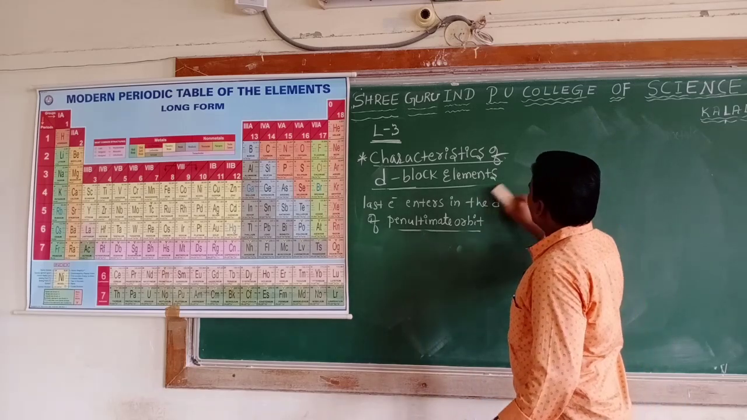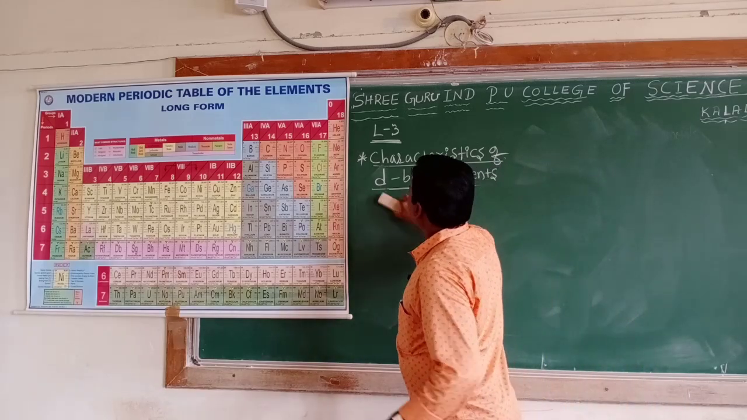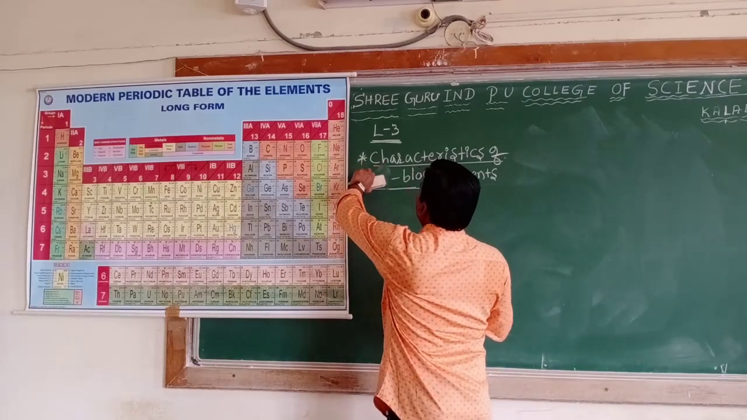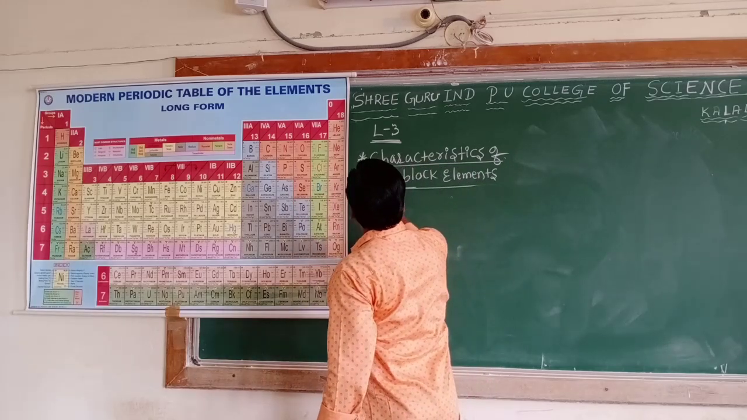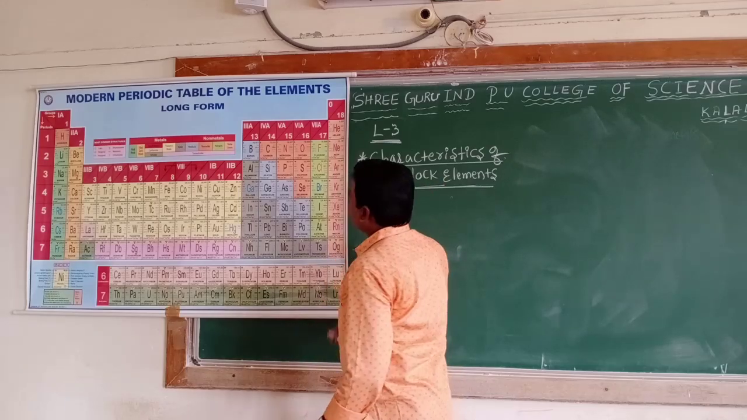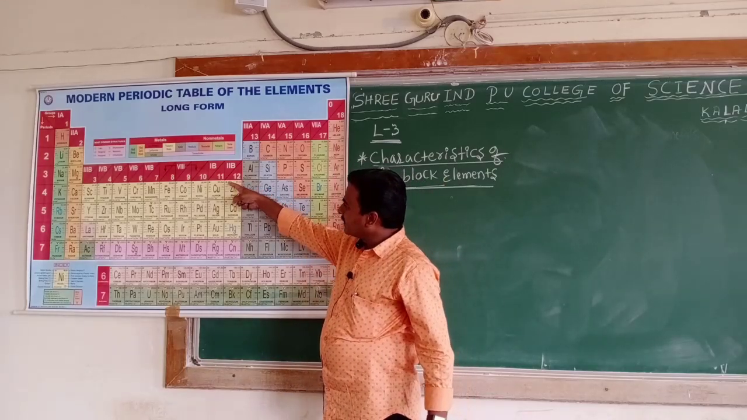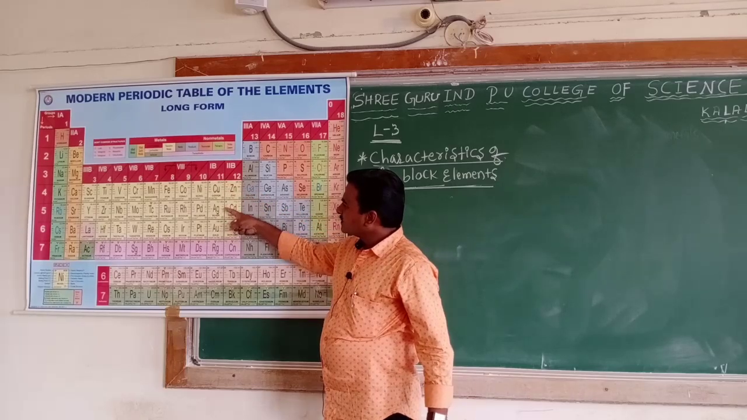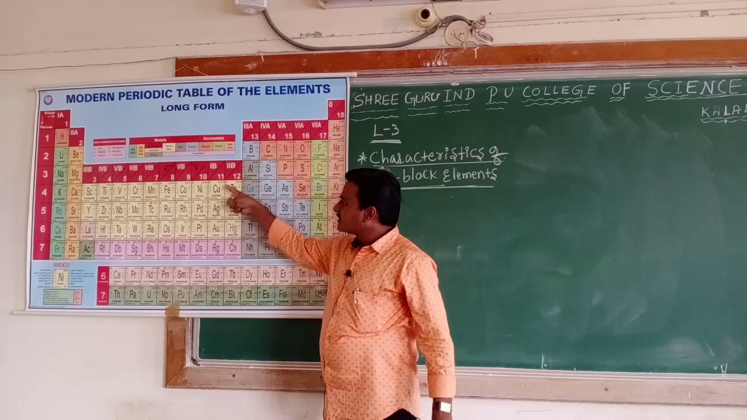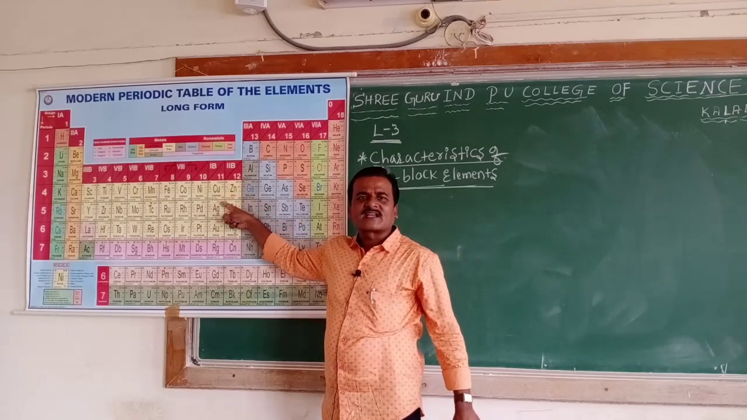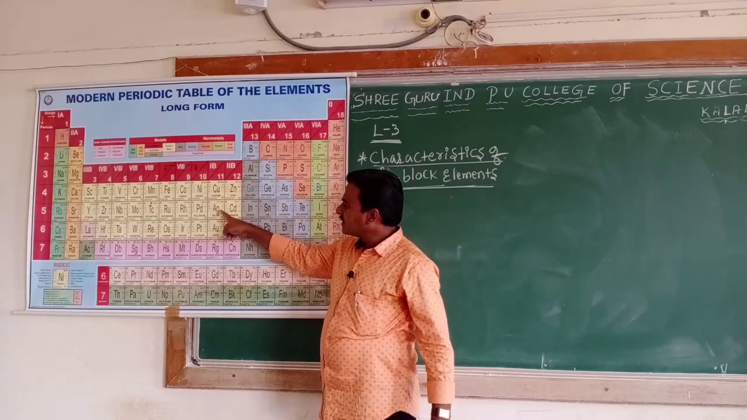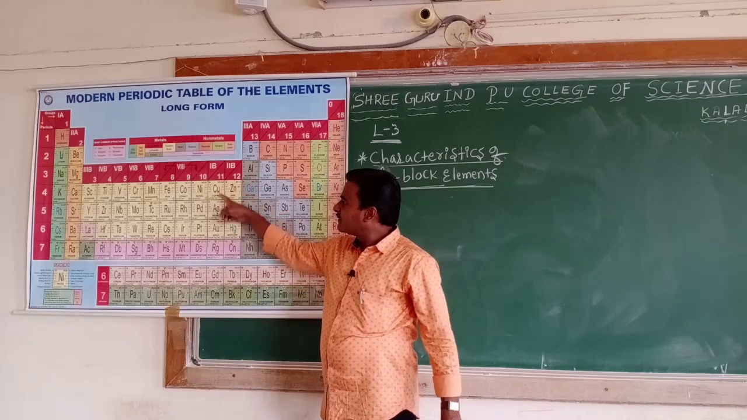And one more point to add with the characteristics of d block elements, as group 11. I have not written there, but recall group 11, so copper, silver, gold. Group 11 elements are called coinage metals. Group 11: copper, silver, gold, coinage metals.